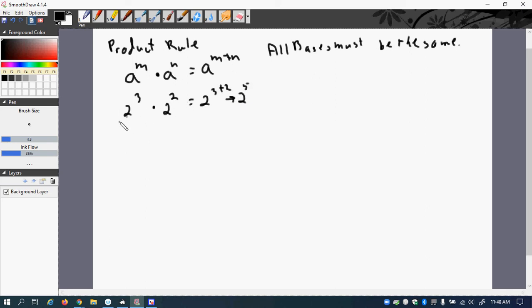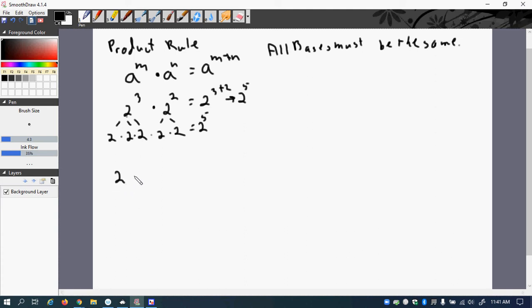Well, if you expand these, you would get 2 times 2 times 2 times 2 times 2. And how many 2's do you see? I see 1, 2, 3, 4, 5. So that's really 2 to the fifth. And so this is just a shortcut to go, oh, if the bases are the same and I'm multiplying, all I have to do is add the exponents together. Same true for another one.